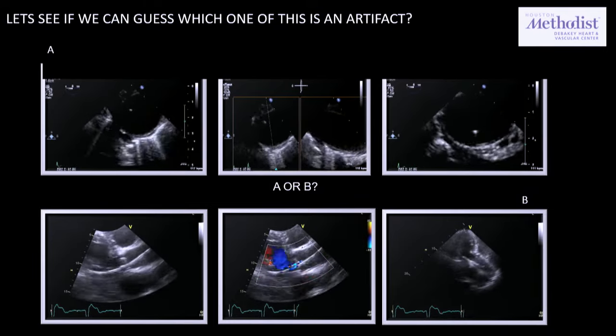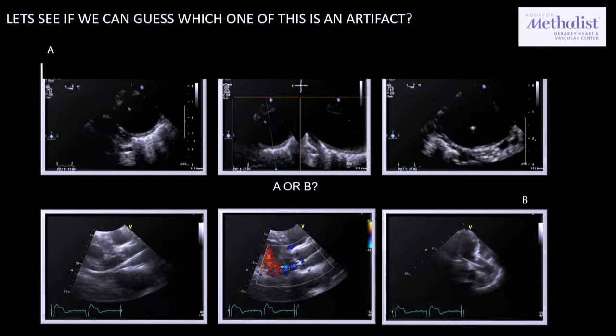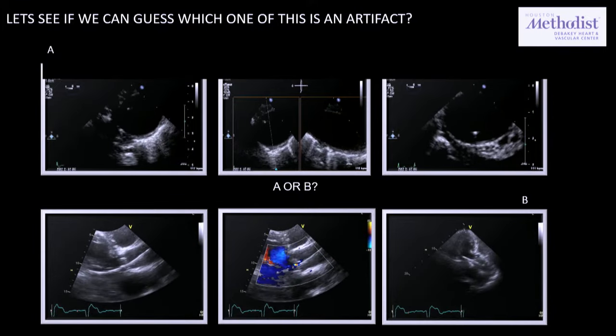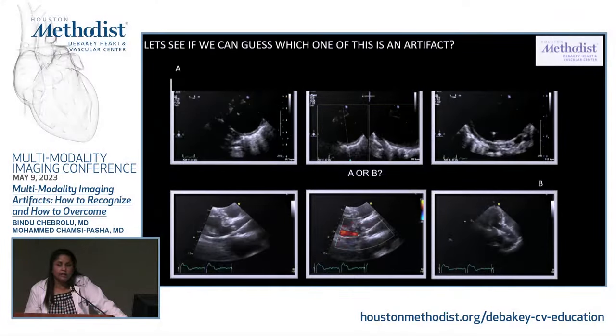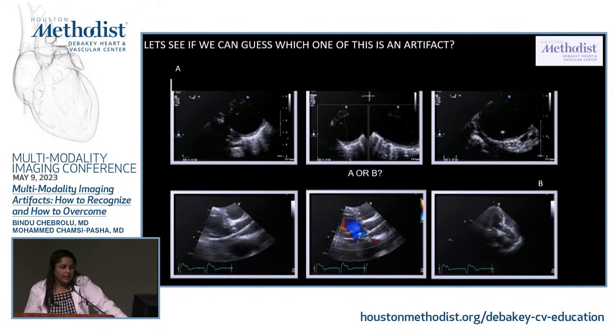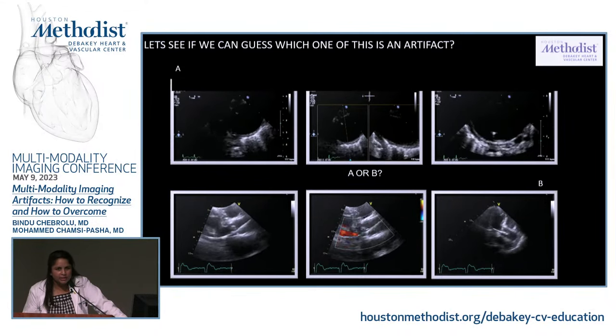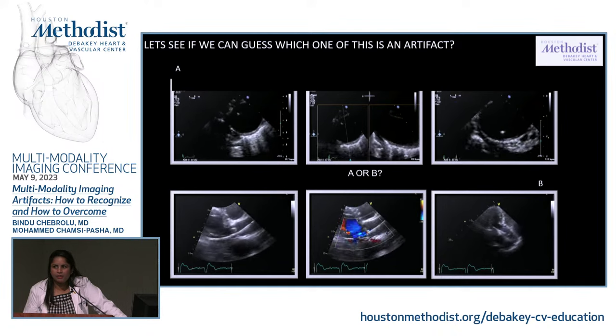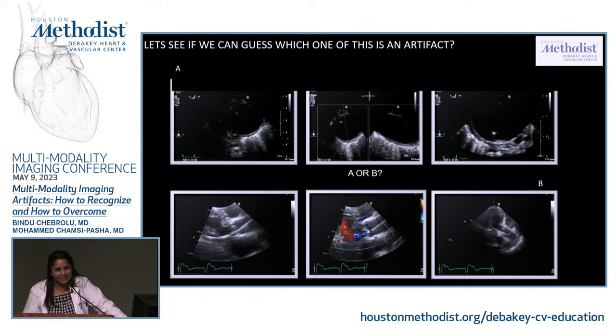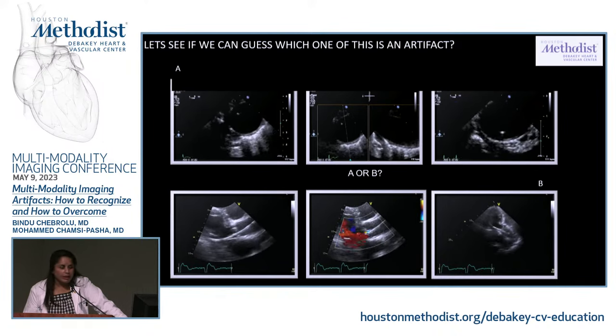Actually, none, and this is why I think relevant clinical history is again important. Case A is actually a case of a retained guide wire in the descending aorta, and case B is actually an unfortunate scenario where the patient actually ended up getting the pacemaker in the left ventricle. Unfortunate situation, but it did happen. So, very important to know relevant clinical history too.